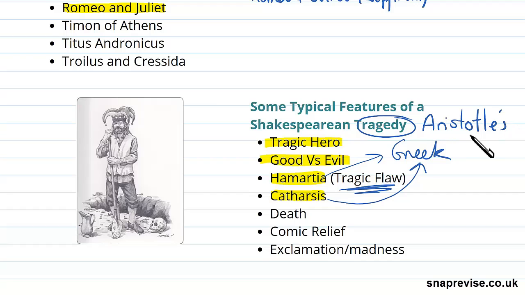And if you want to know more about tragedy, I would recommend you read Aristotle's Poetics. Aristotle was a Greek philosopher, and he wrote a book called the Poetics, which was about the genres of tragedy and also comedy.